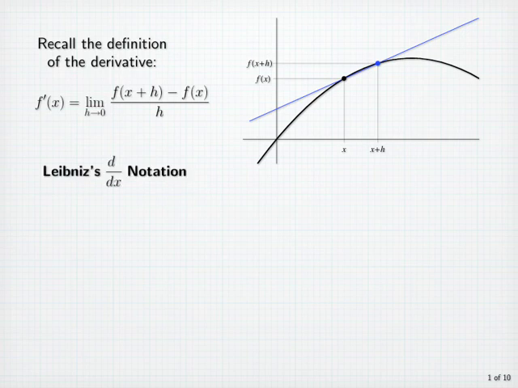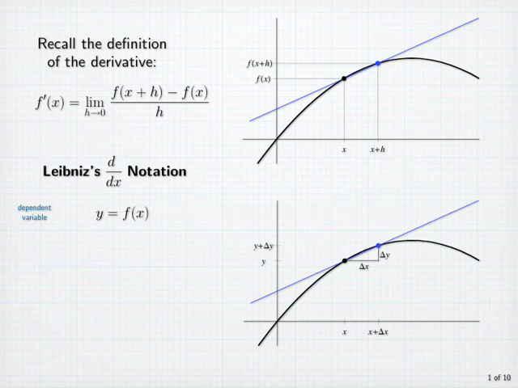Leibniz d by dx notation. Let's first define a dependent variable y equal to f of the independent variable x, and we make a picture similar to the one above. Here we use symbols delta x and delta y to represent small changes in the variables x and y. Now, notice that the slope of the secant line is simply delta y divided by delta x.